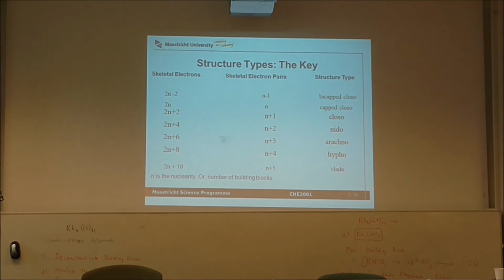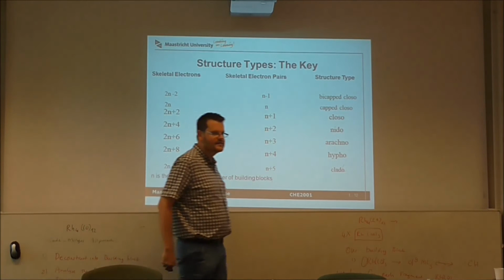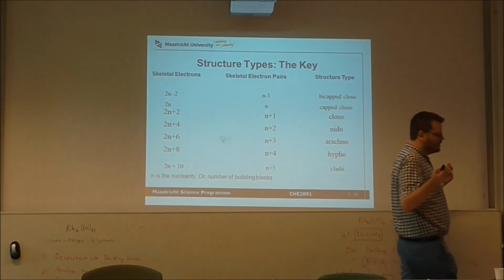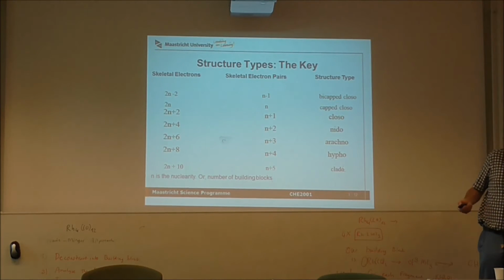Yes? What's the skeletal electron pair section for? Well, this is basically exactly the same as this. It's just that some people prefer to use skeletal electron pairs. I prefer to use skeletal electrons. It's exactly the same, just divided by 2. In fact, you can ignore the middle column if you want. I've put it there because some people like to work in terms of skeletal electron pairs.